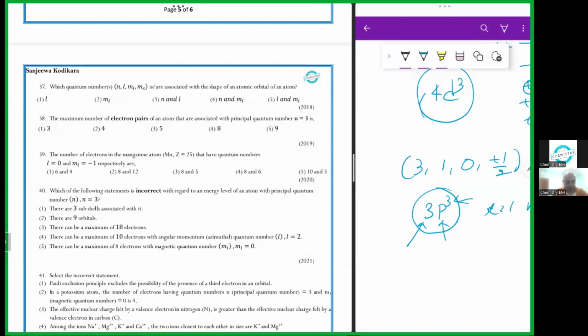Try to answer this one, put it in the chat or say it aloud. Can you give me the answers for this one?